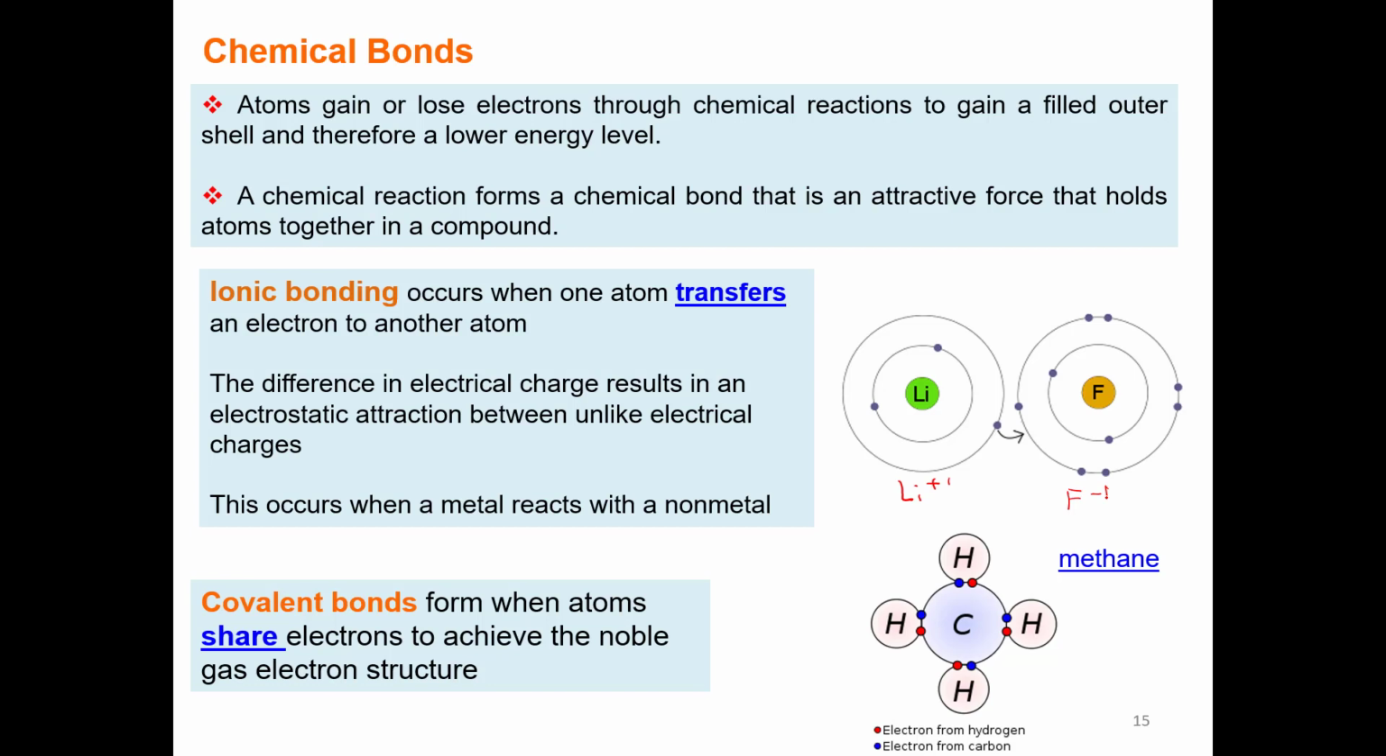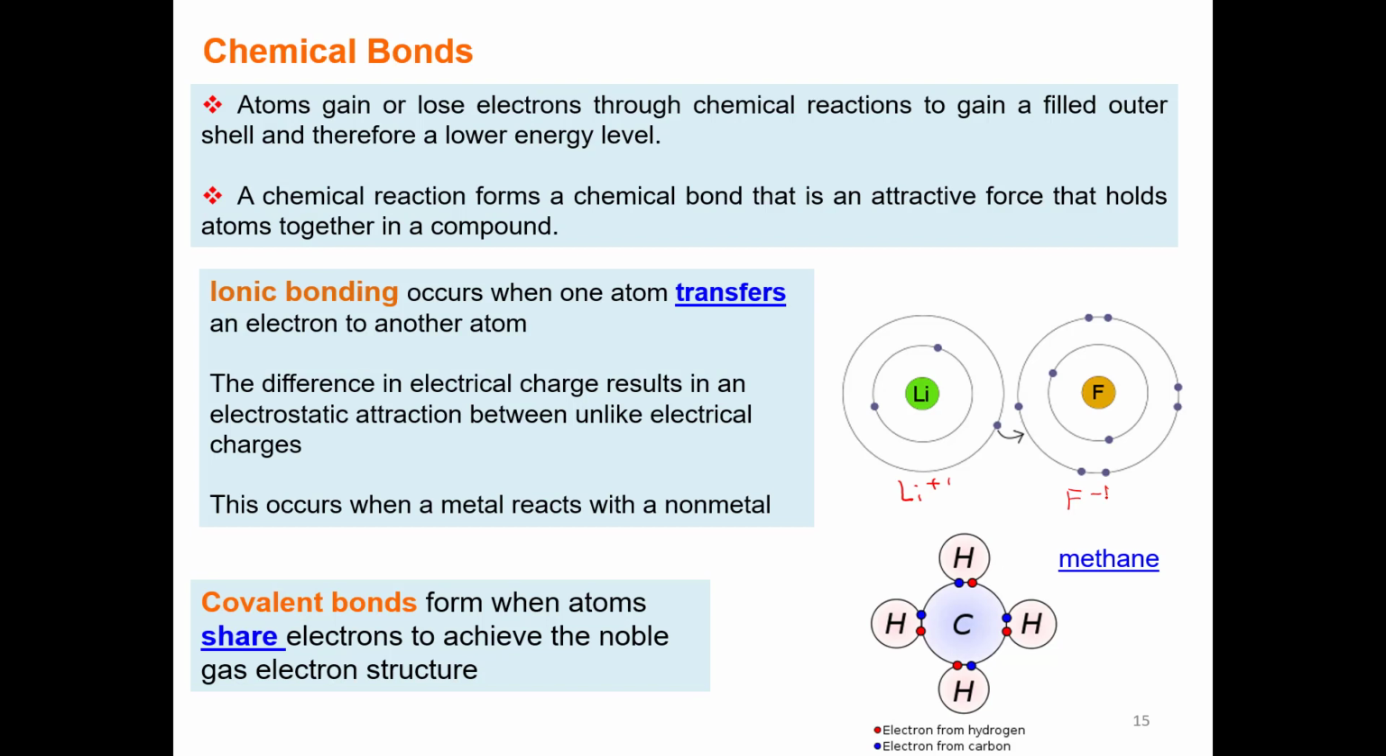And always, in the case of ionic bonding, this happens between metals and non-metals. In this case, lithium is the metal, and the non-metal is fluorine. In covalent bonds, the atoms share electrons. And again, the reason the elements share electrons is to have a structure similar to the noble gases.